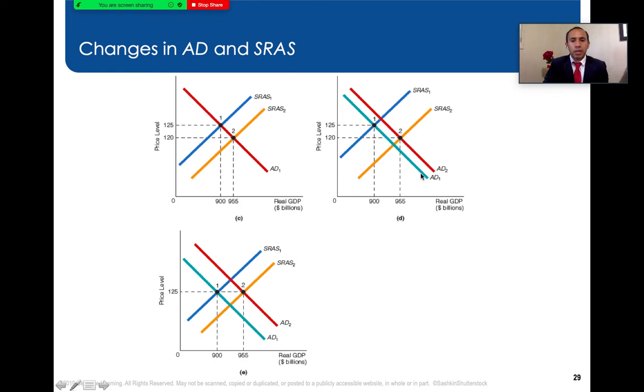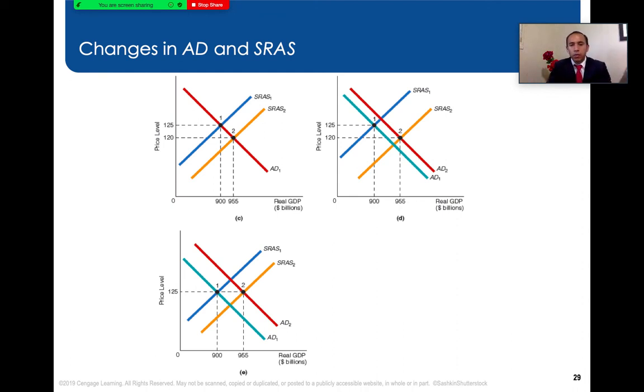The aggregate demand increases to AD2 and the aggregate supply shifts to short-run aggregate supply 2. We end up with a new equilibrium where the new aggregate demand curve, red, and the new aggregate supply curve, orange, intersect one another, and we have a new equilibrium of 120 and 955 units. There are various reasons why the aggregate demand curve shifts, and those are all listed.